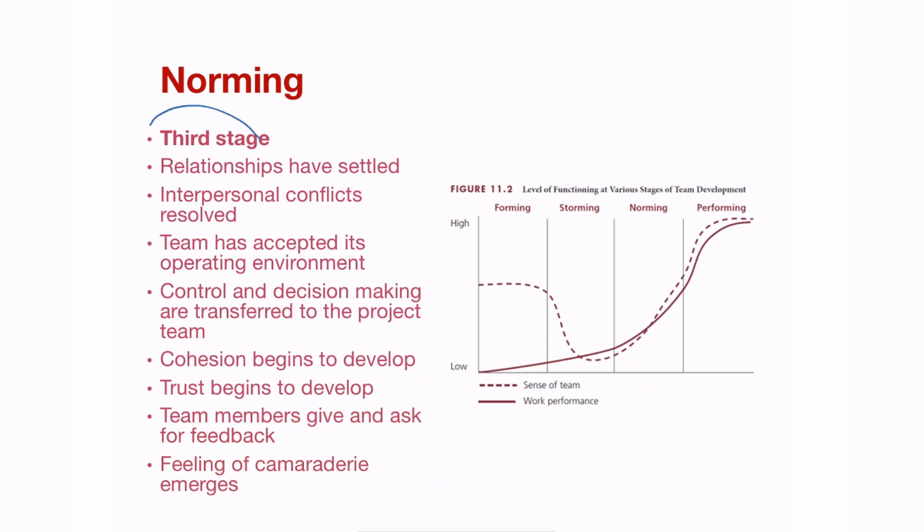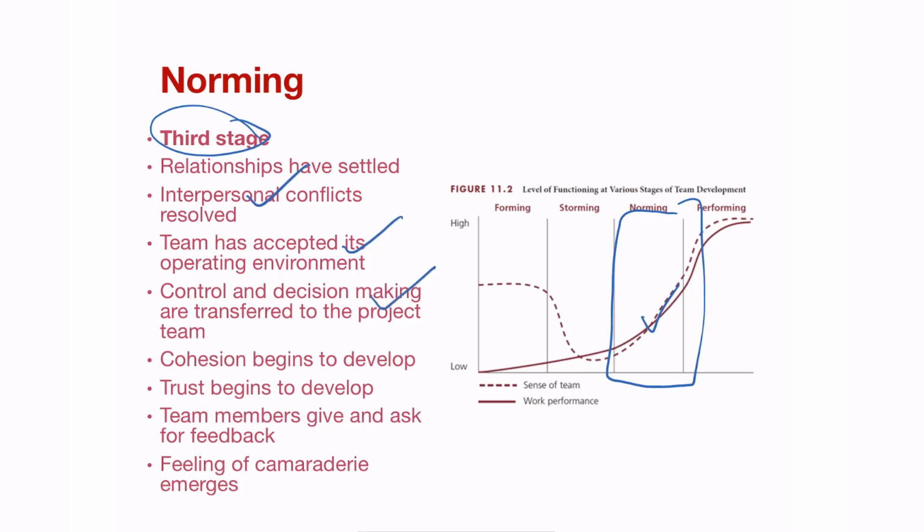The third stage, which is the norming stage, is when everything comes together. This is where the entire team develops a sense of team. This is also where people, now that everyone has expressed their expectations, begin to realize that all of them are expecting the same thing or have similar ideas. A lot of these interpersonal conflicts are resolved and the team has accepted its operating environment.